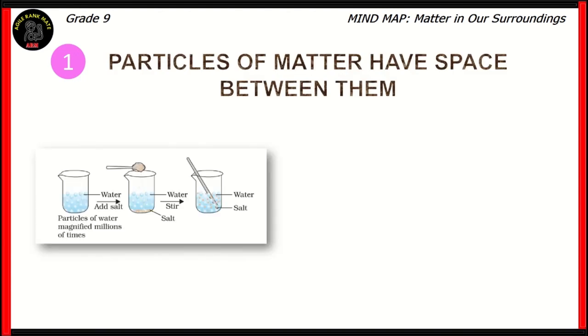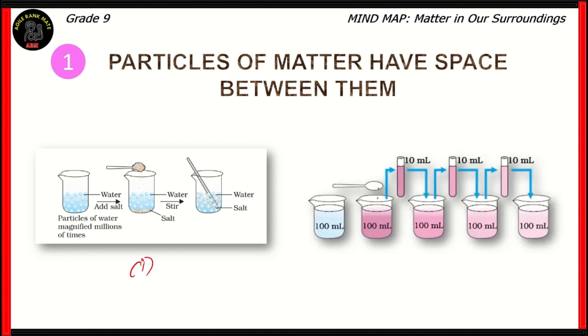Now for this, the previous activities, the first activity which we had done to see if matter is particulate or continuous, and the second activity to see how small the particles are, with both of these activities we can prove that particles of matter have space between them. For example, in the first activity, we saw that the particles of salt filled the spaces between particles of water, and in the second one we can see that the potassium permanganate crystals filled in the spaces between particles of water. So this characteristic is already proved.